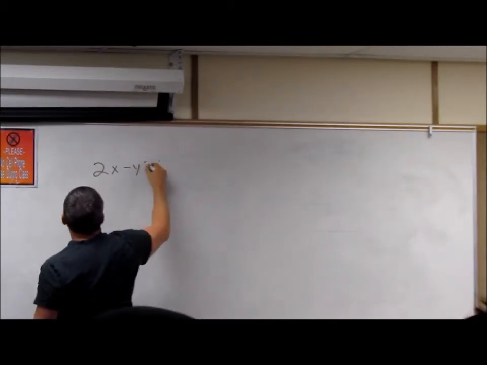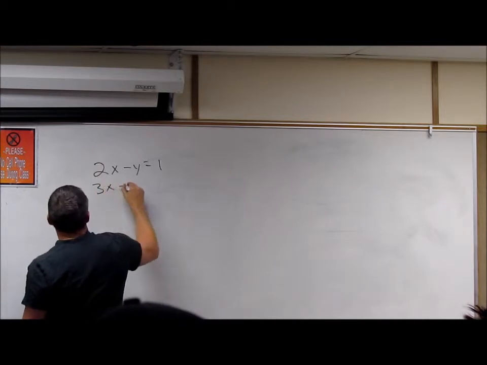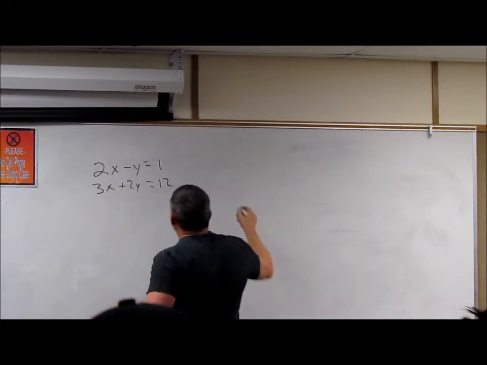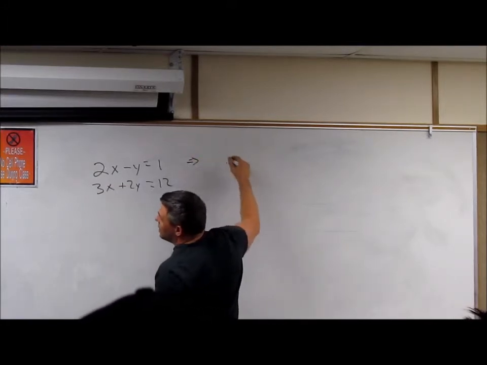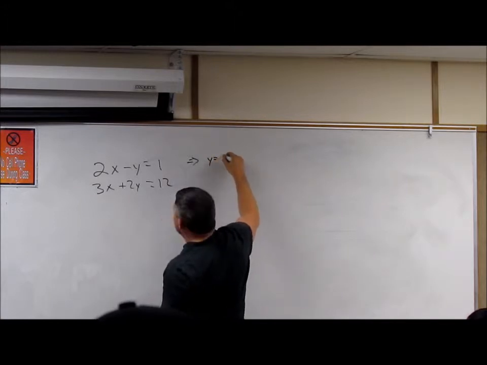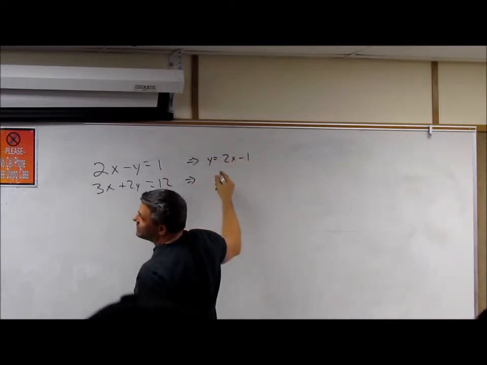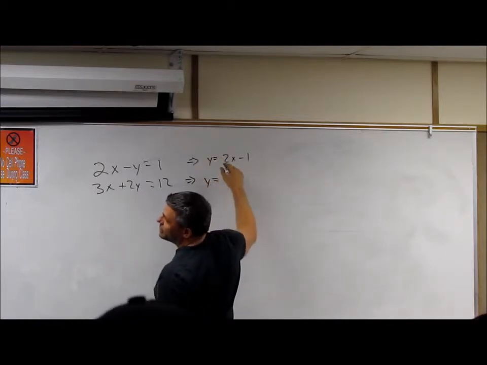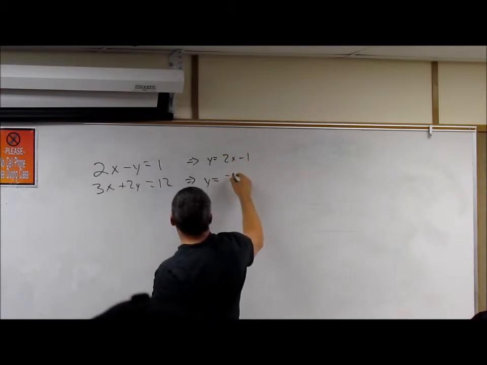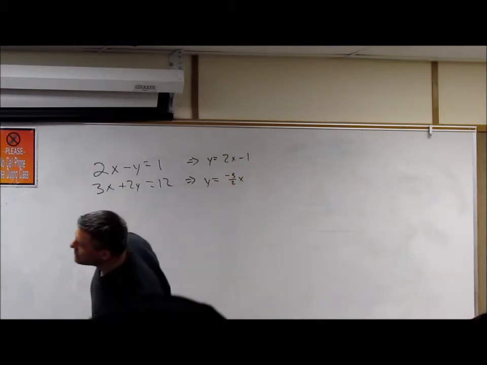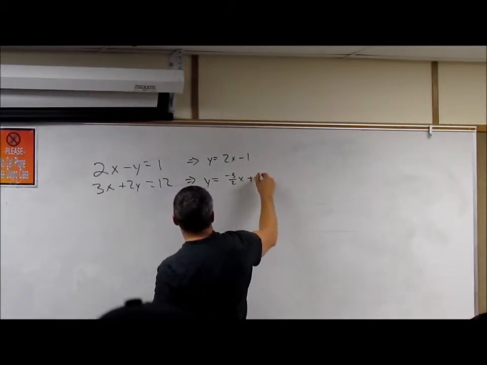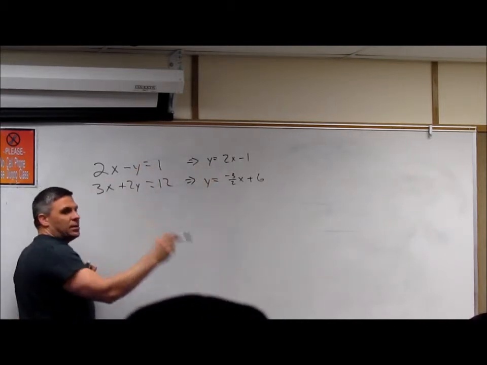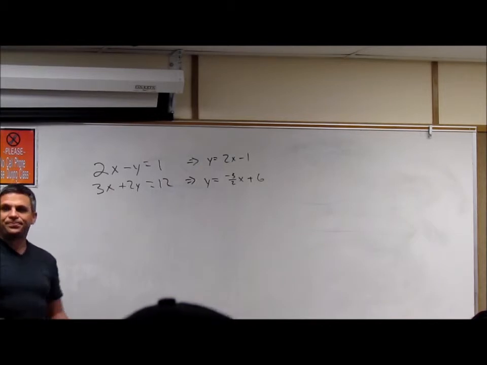2x minus y equals 1 and 3x plus 2y equals 12. Then I'm going to rewrite those so that they imply y equals 2x minus 1, and this implies y equals negative 3 halves x plus 6. Okay. So these are our two lines. This is just this rewritten. This is just this rewritten.